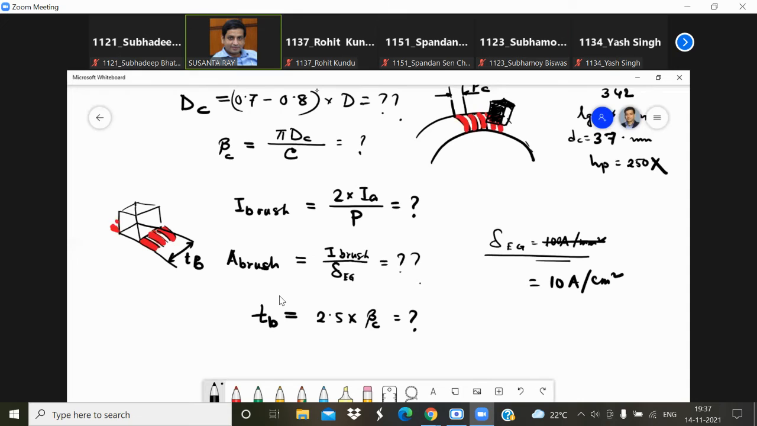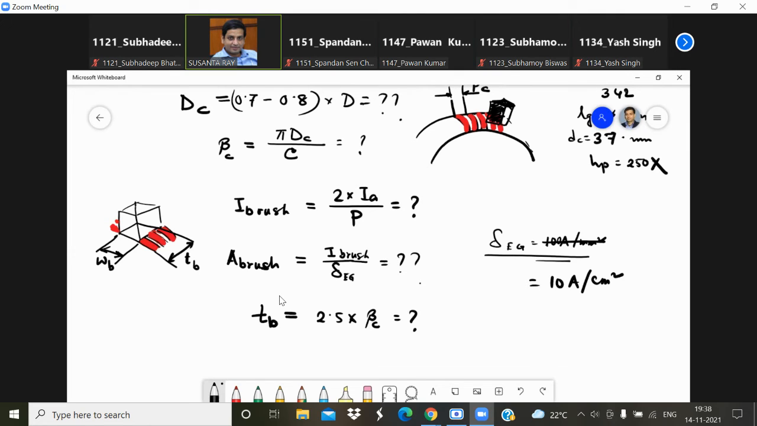Now the width of the brush you have to calculate. Width means this. Sir, for 110 kilowatts, the thickness of the brush is coming as 13.19 mm.